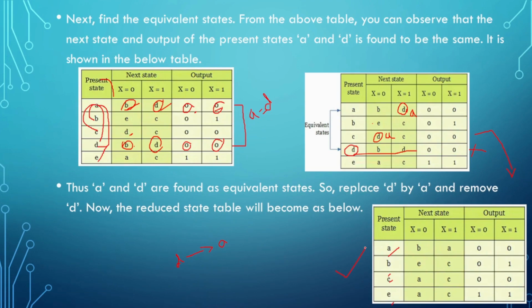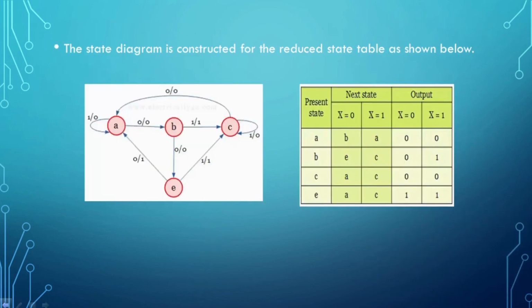This kind of questions will be asked in your exam. Afterwards, you need to draw the state diagram for this state table. Okay, this state table will be drawn like this. After the state minimization process, we will have totally 4 states. The 4 states will be A, B, C and E, because we will remove D from this state table. Afterwards, you need to draw this state diagram. So I will explain this.